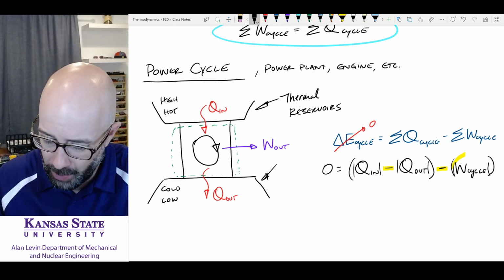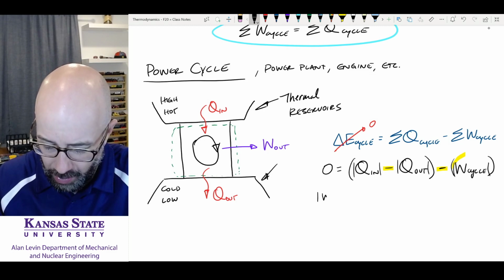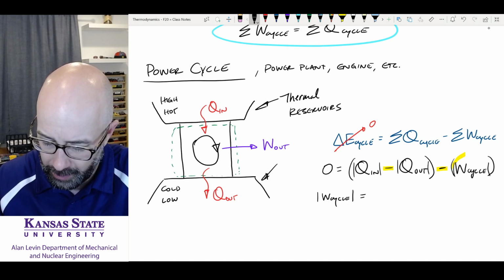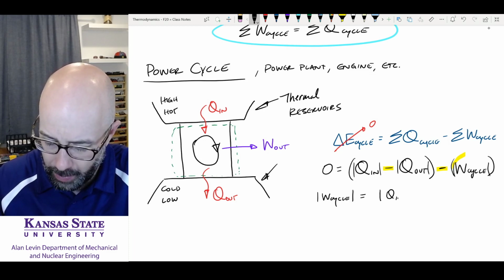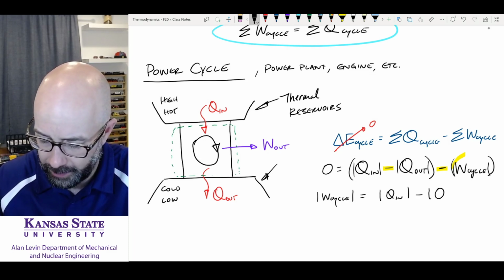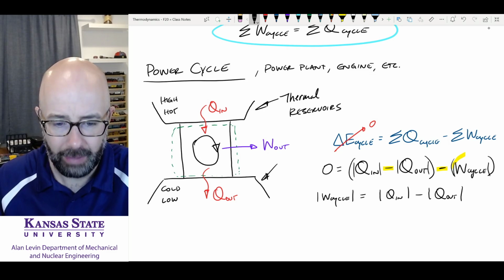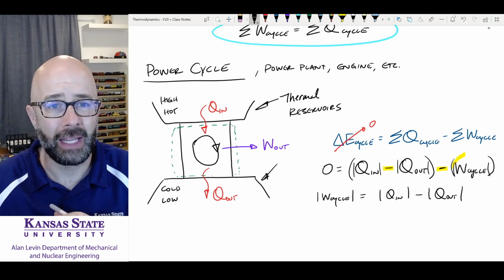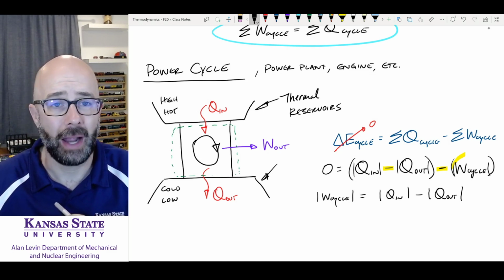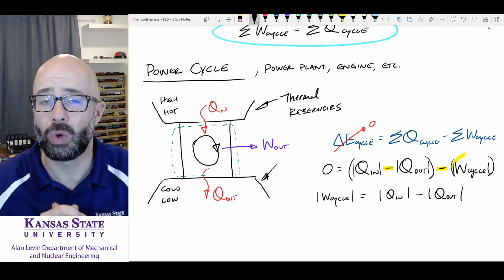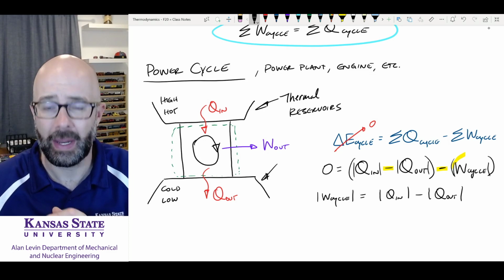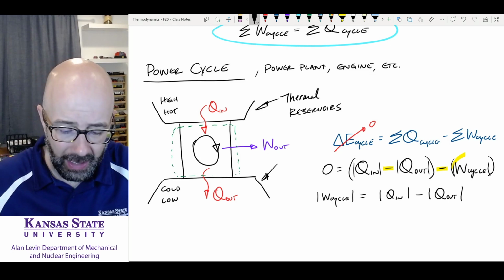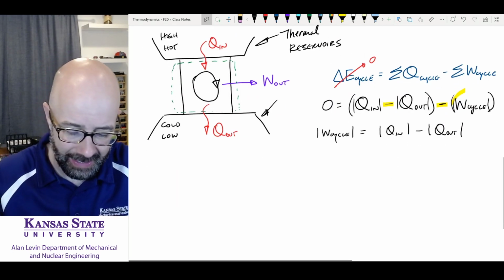Okay, so what do I get here? I get that the work of the cycle is going to equal Qin minus Qout. It's as easy as that. I can find out how much work my cycle produces by finding the magnitude of the heat coming in minus the magnitude of the heat going out. Now I know how much work my cycle produces. Now, what we're going to do with the power cycle is calculate its thermal efficiency.